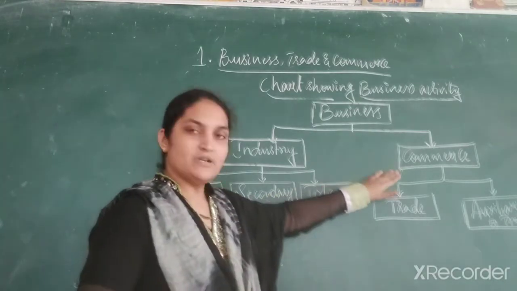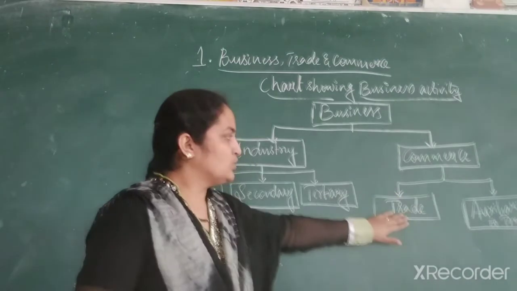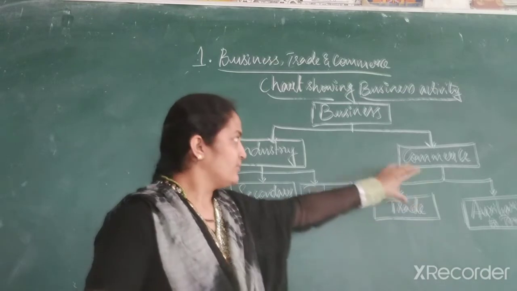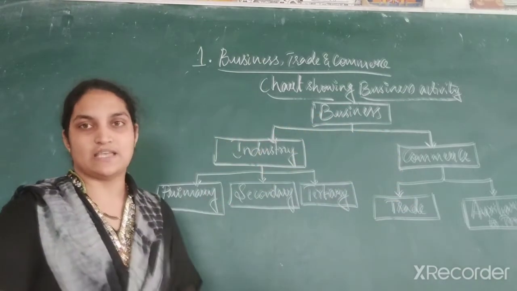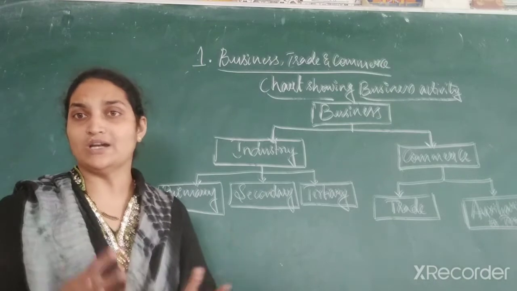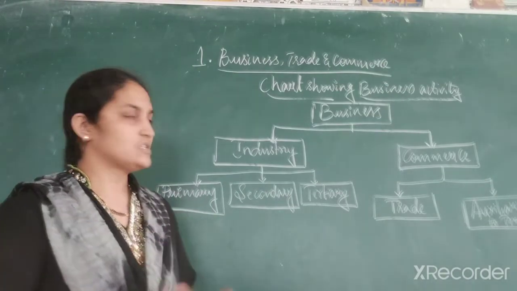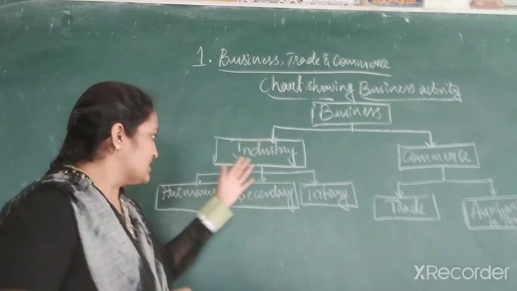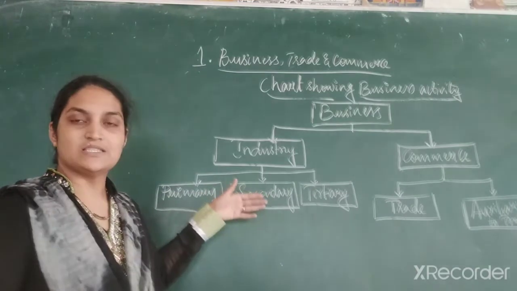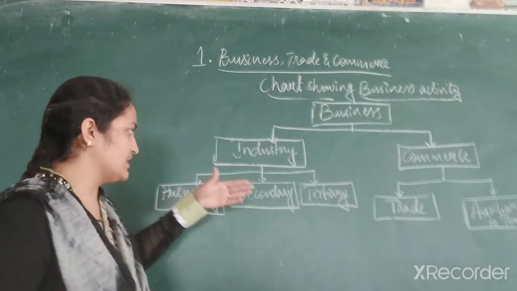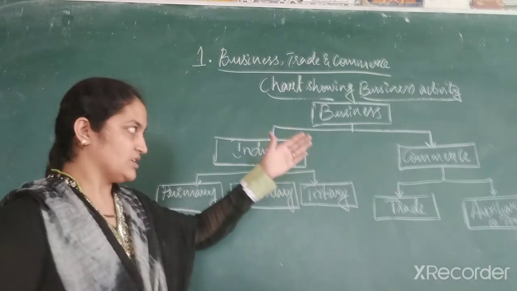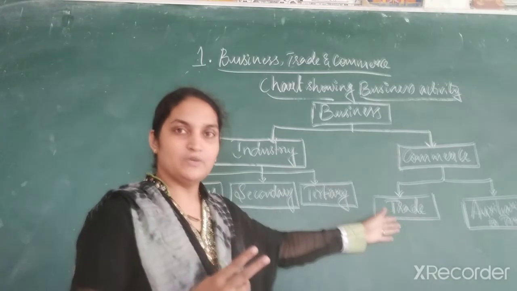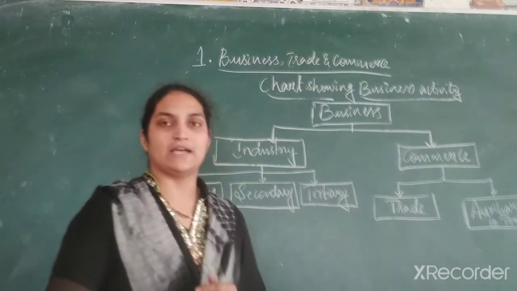And again, commerce has been broadly categorized into two ways: one is trade, another one is auxiliaries to trade or aids to trade. That is what the chart shows about business activity. So the branches of business include two: industries and commerce. The industries are subdivided into primary industries, secondary industries and tertiary industries, whereas the commerce branch includes two subdivisions: trade and auxiliaries to trade.